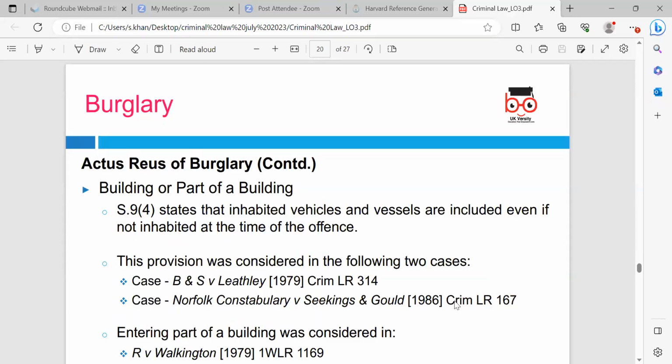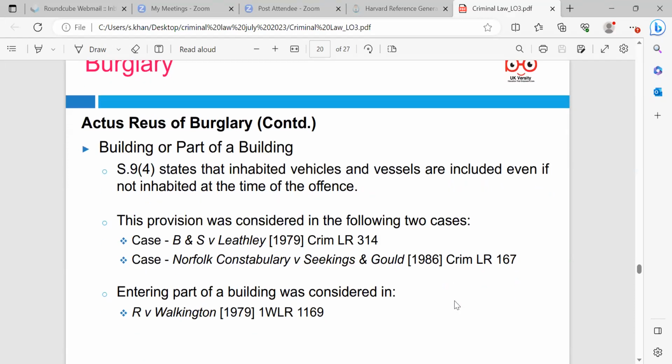Actus reus of burglary continued. Building or part of a building. Section 9 subsection 4 states that inhabited vehicles and vessels are included even if not inhabited at the time of the offence. This provision was considered in the following cases. The first one, the leading case, is B and S versus Leithley, 1979.